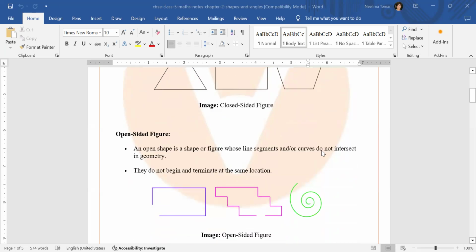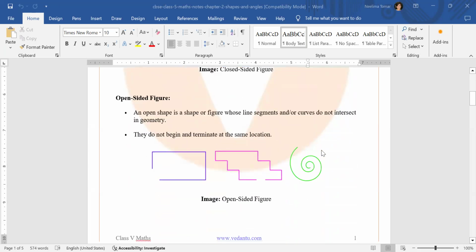What are open-sided figures? An open shape is a shape or figure whose line segments or curves do not intersect in geometry. They do not begin and terminate at the same location. As you can see, there is a gap between the lines. That means the starting point is not meeting the end point, hence forming a gap between the lines. That's why they are examples of open-sided figures.